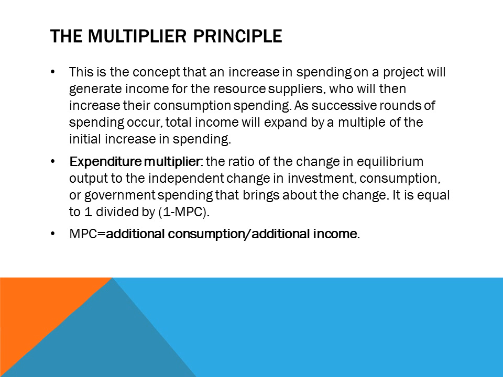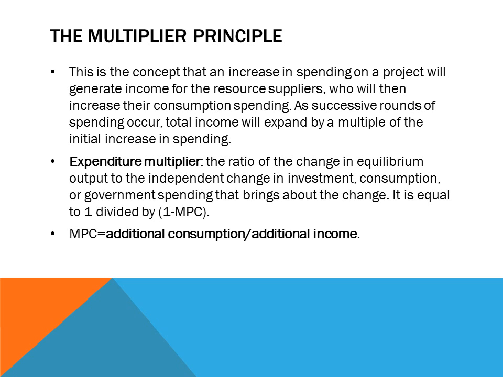Keynesian economists spend much of their time thinking about aggregate demand when it comes to macroeconomic stabilization policies and moving the economy toward its maximum potential output. So what we have to look at now is the multiplier principle, which is important to Keynesian and even New Keynesian economics. This is a concept that an increase in spending on a project, usually a government finance project, will generate income for the resource suppliers, who will then increase their consumption spending. As successive rounds of spending occur, total income will expand by a multiple of the initial increase in spending.